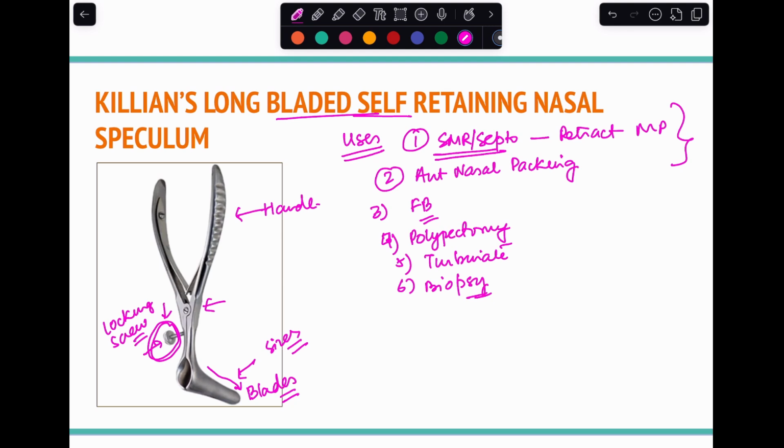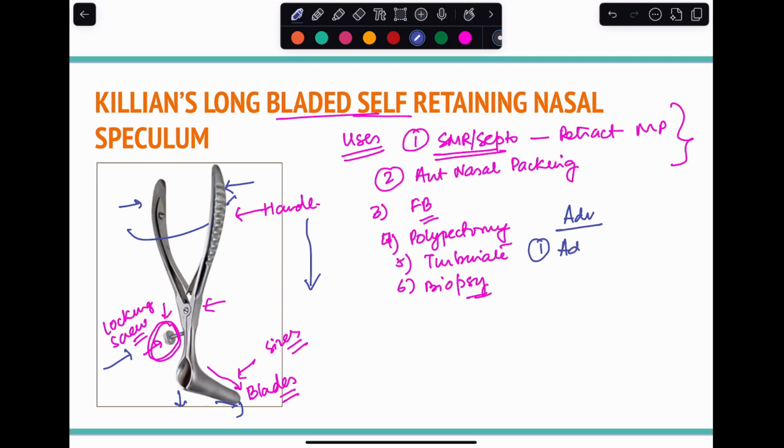Before we talk about that, another thing that I want to mention is how the instrument is held. These are the two handles, and this is exactly the upside down direction in which this speculum is usually used. So you hold it over here with these two handles, and this is facing downwards. Then you introduce these blades inside the nasal cavity, open the blades, and then adjust it with the help of this locking screw.